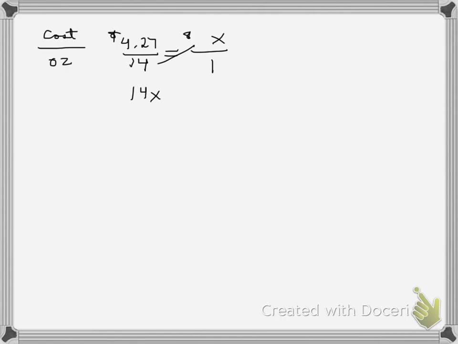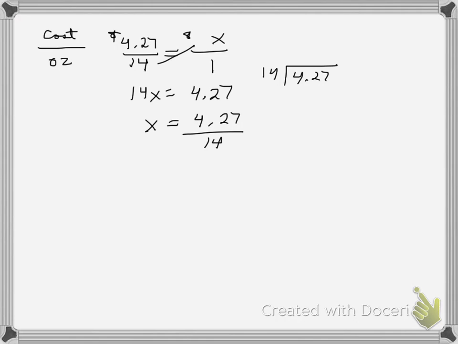14x equals 4.27 times 1, or 4.27. Then you would divide. Okay. And you could either decide to do some canceling, or you could take it as a long division problem. Either way, it should come out correct. I could do it that way.